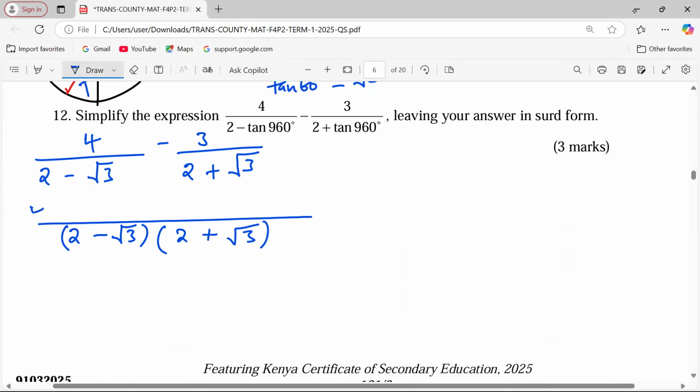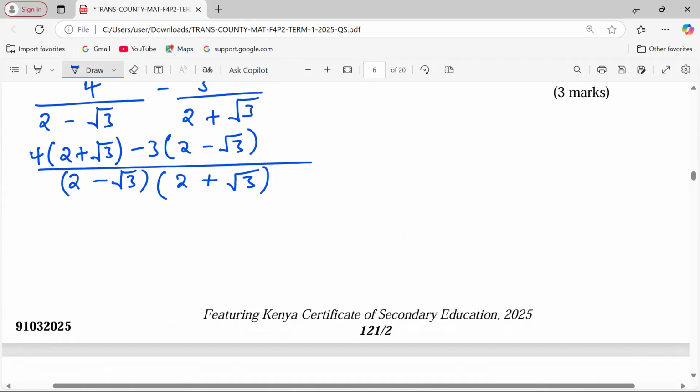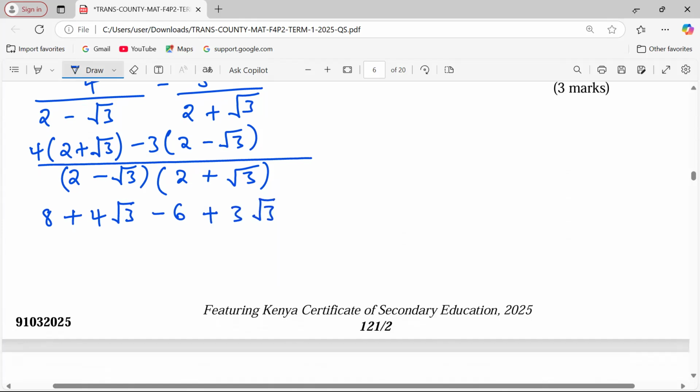So I will have 4 into 2 plus root 3, then minus 3 multiplied by... When I take the LCM and divide by the second denominator, I will have 2 plus root 3 cancelling, so I remain with 2 minus the root of 3. Because of the brackets, I'll have 8 plus 4 root 3, then minus 6. Then this becomes positive: plus 3 root 3.